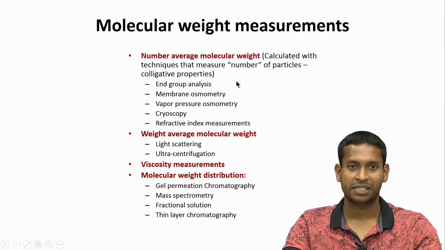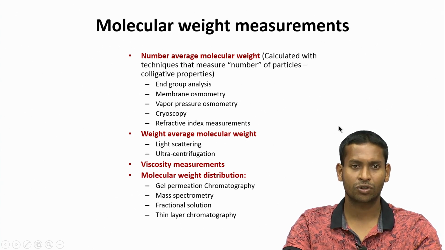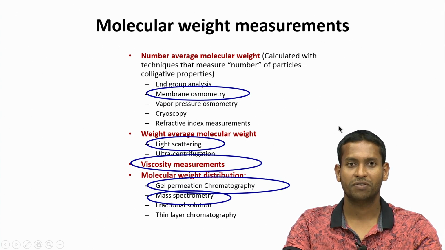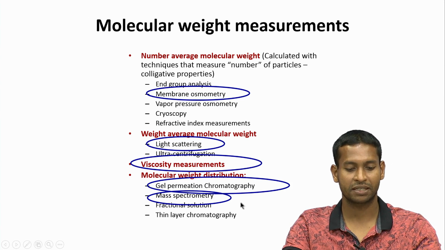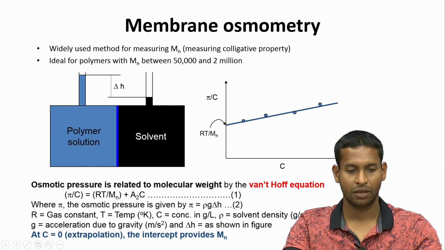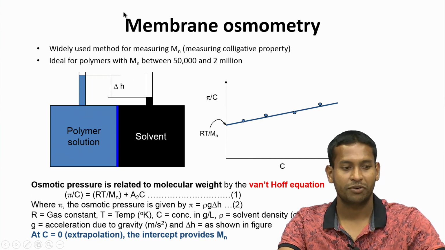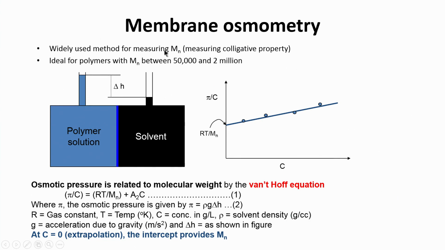Some of these techniques are listed here. We are not going to go through all of them, but some of the common ones that we are going to talk about are membrane osmometry, light scattering, viscosity measurements, as well as GPC and mass spec. So let us talk about membrane osmometry. This is very widely used, and this gives a measure of the number average molecular weight.